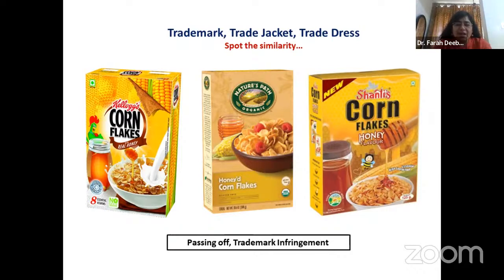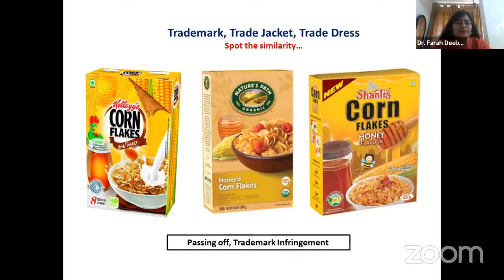But Nature's Path has another design. They're not trying to imitate. There is a bottle of honey, but it's not trying to imitate that. If you see on Kellogg's, there is a honey pourer. They're pouring the honey with a honey pourer. In the last one also, you will see the same thing. So now who's trying to fool? The center one is not trying to fool the customer. It's just saying this is Nature's Path, clearly defined.